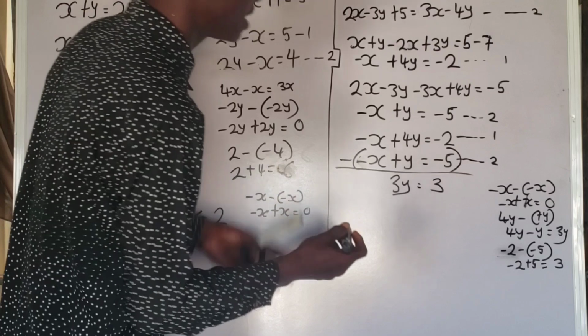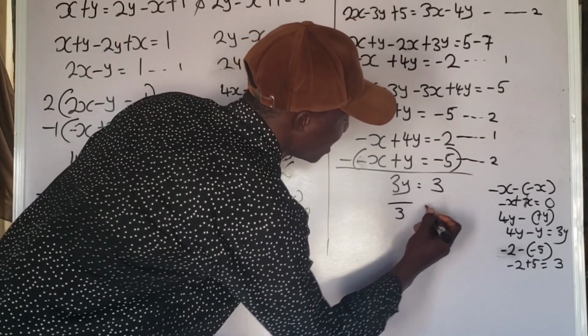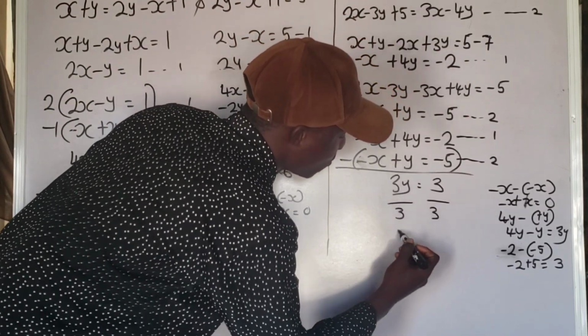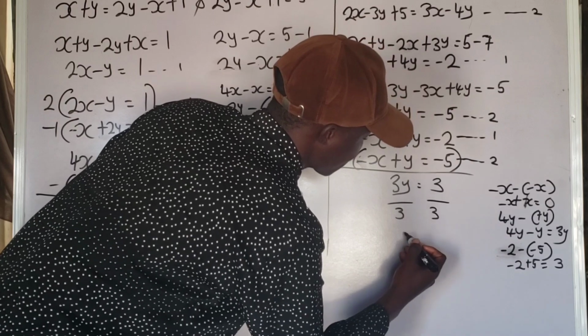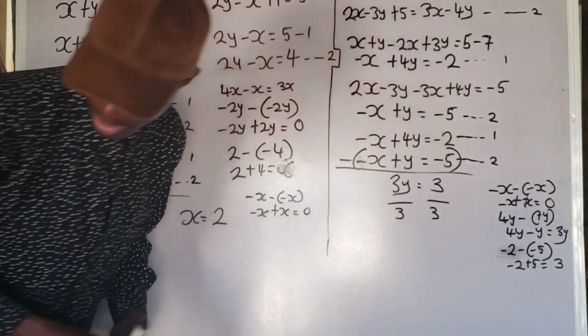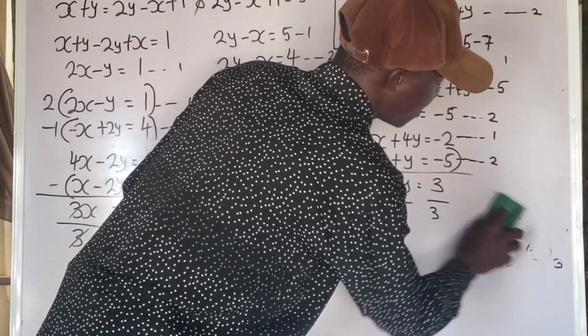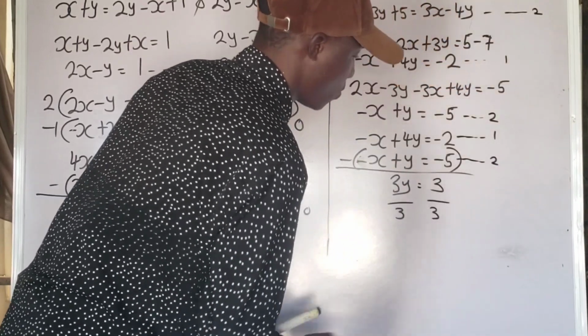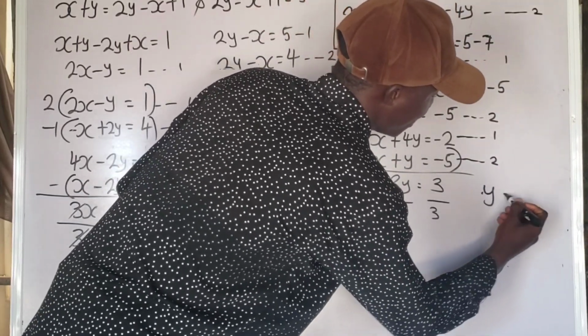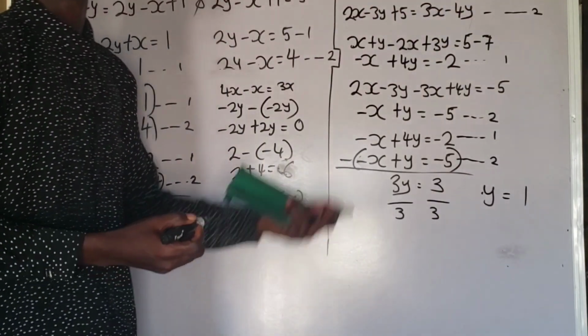Okay? So the next step is to divide both sides by 3. So y is equals to 1. Do you understand? So that's the value of y.